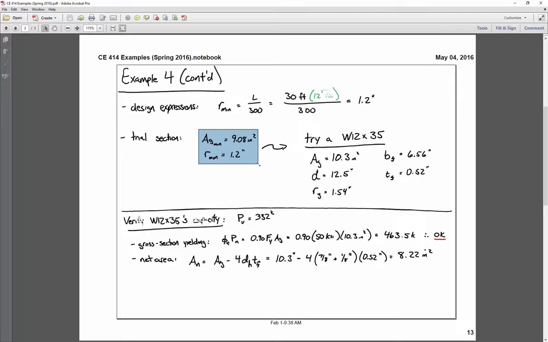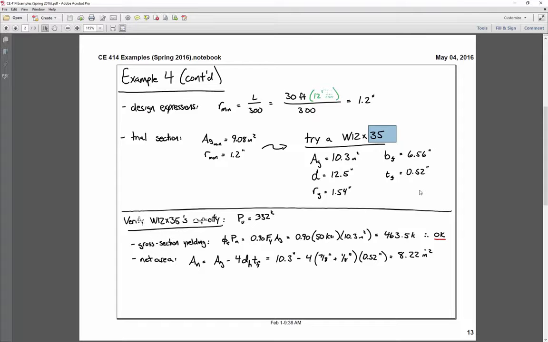We need a gross area of 9.08 square inches, and we need a minimum radius of gyration of 1.2 inches. So you go through the manual, go through all the W sections, and try to find the lightest section that you can. Keep in mind, lightest, we're going off of that number right there, the 35, because remember, the 35 indicates 35 pounds per foot.